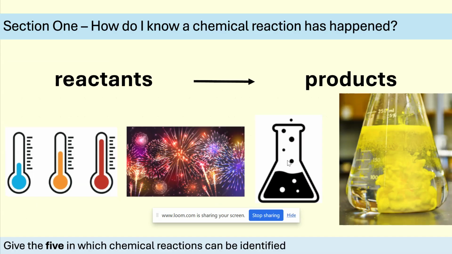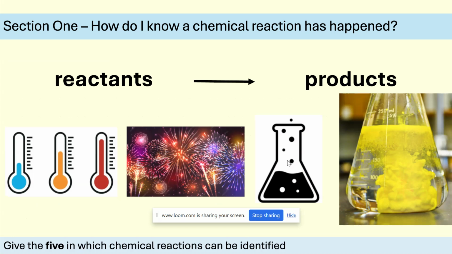So firstly, when we're doing a chemical reaction, what we're doing is converting reactants into products. There's a few different ways that we can tell that this has happened. So on the left-hand side, we can see some thermometers. So a thermometer would be used to measure the temperature of our solution. So in this case, you can see that in blue, the temperature has gone down, or red, it has gone up. So a change in temperature is one of the ways that we can tell a reaction has happened.